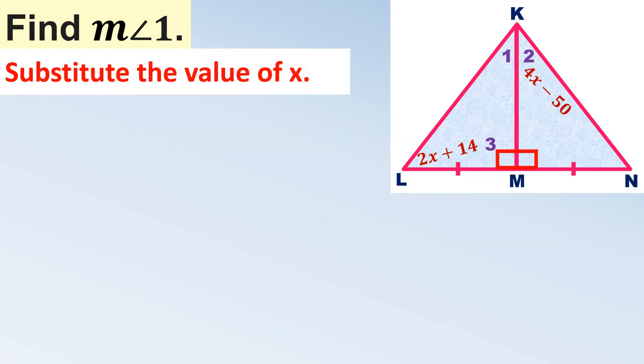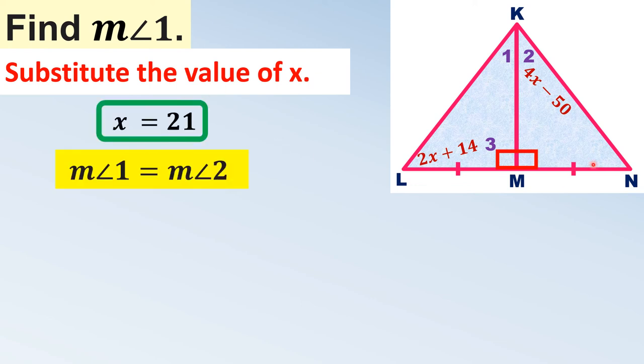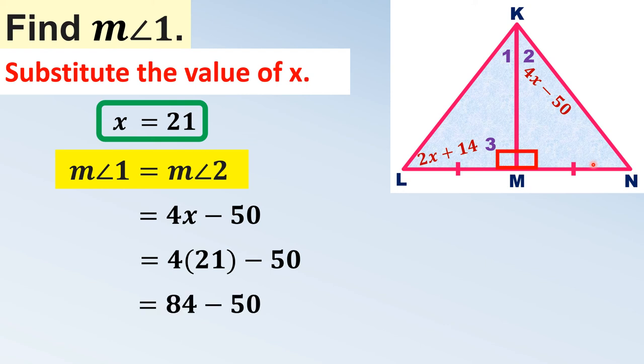Now, we need to substitute the value of x for us to find the measure of angle 1. Since the measure of angle 1 is just equal to the measure of angle 2, and the measure of angle 2 is 4x minus 50, we simply substitute the value of x. So, 4 times 21 minus 50 is equal to 84 minus 50, that is 34. Therefore, the measure of angle 1 is equal to 34.